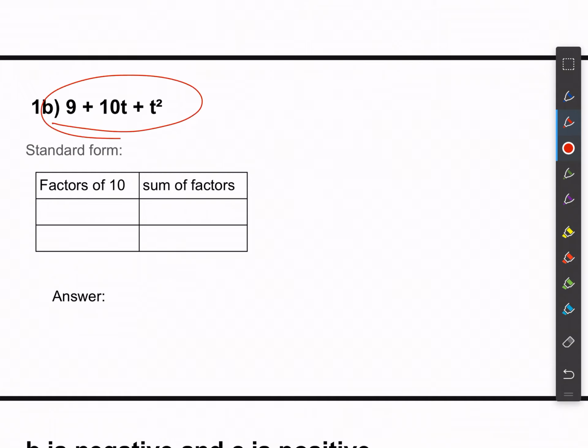The first thing I'm going to do here is write this in standard form. It's not in standard form, so I'm going to put it in standard form. There we go. Once it's in standard form, I'm going to do the exact same thing I've been doing. I'm going to look at the last term, 9. What are some possible factors of 9? We have 1 and 9. 2 does not go into 9, but 3 does. 3 and 3, and that's it, right?